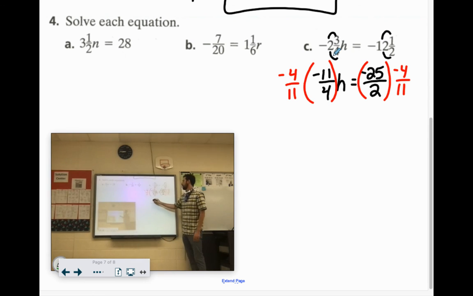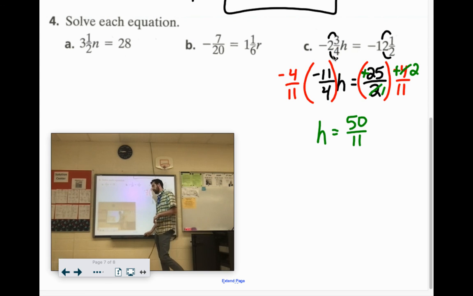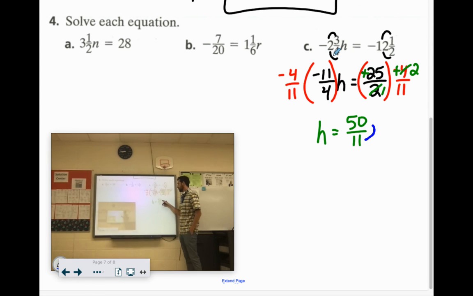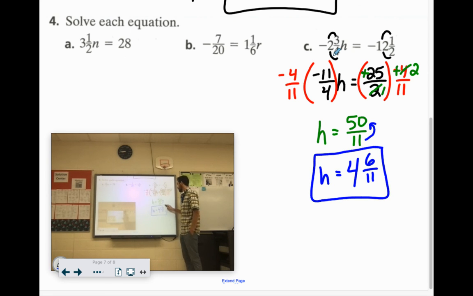Now, I see on the right side, we have a negative times negative. That'll change to a plus. 25 doesn't have anything in common with 2 or 11, but 2 goes into 4 2 times. So we have 25 times 2 is 50. 1 times 11 is 11. We were given mixed numbers, so let's give them a mixed fraction. 11 goes into 50 4 times. That would be 44. So there'd be 6 left. So h equals 4 and 6 elevenths.